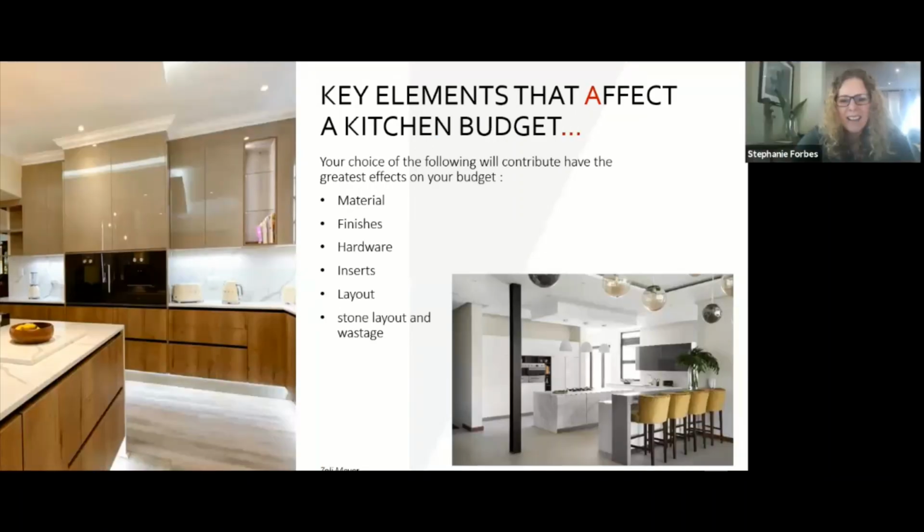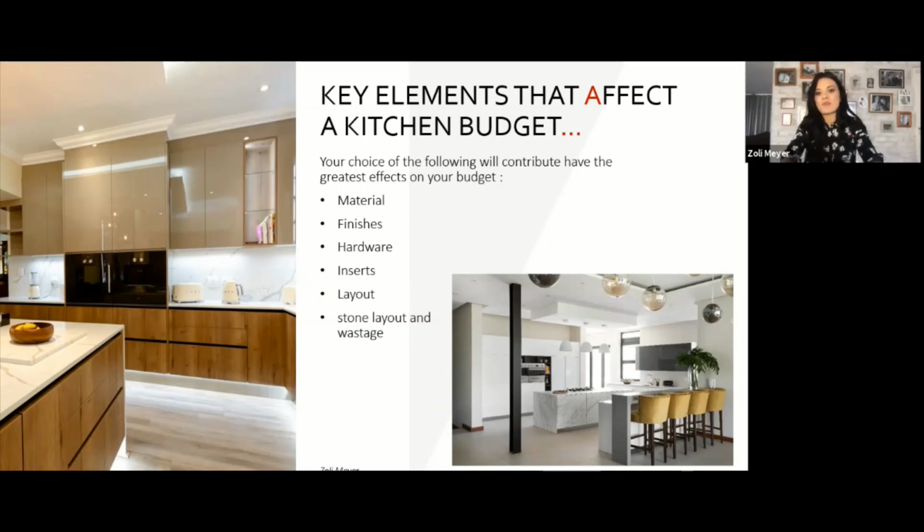Totally agree, thanks. And Zoli, we spoke about how you don't like to ask the word budget, but when a client is coming to you, they obviously do have an idea of their budget. What are the key elements that affect what they can do with that budget? I think the nice thing is we've got so many options. So you can do a beautiful, beautiful kitchen with more affordable material and hardware, that sort of thing.